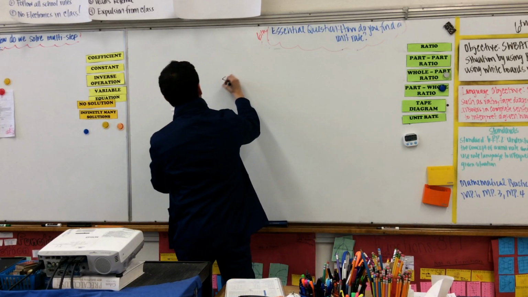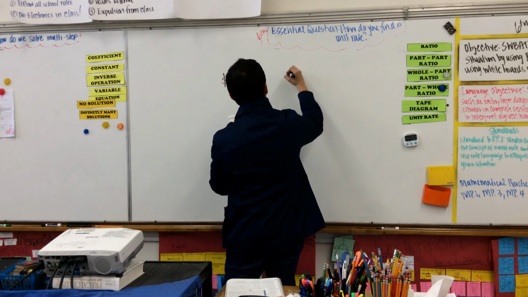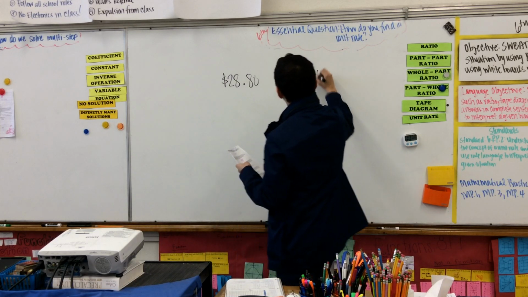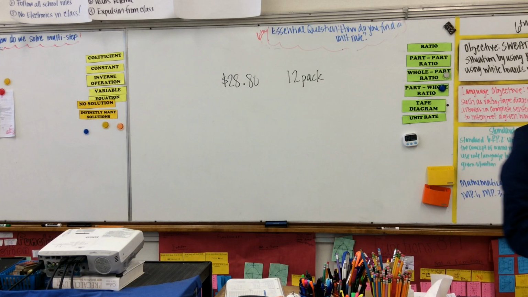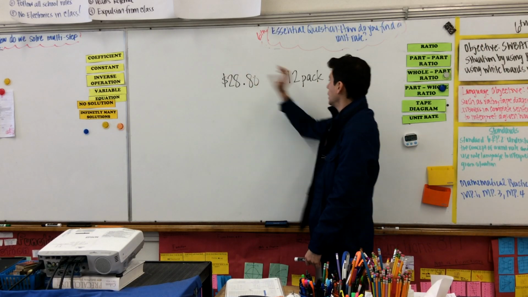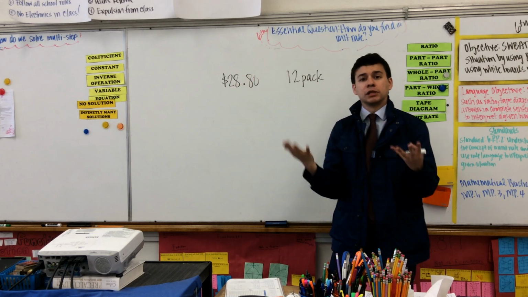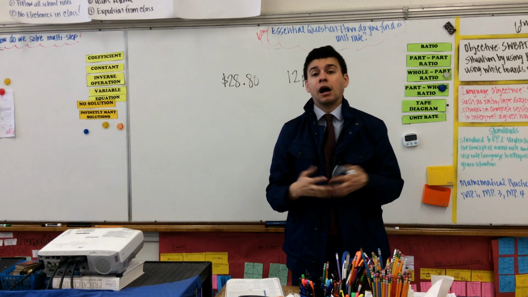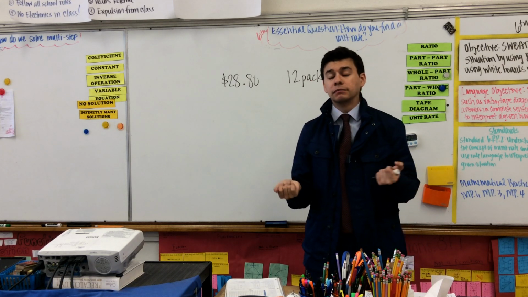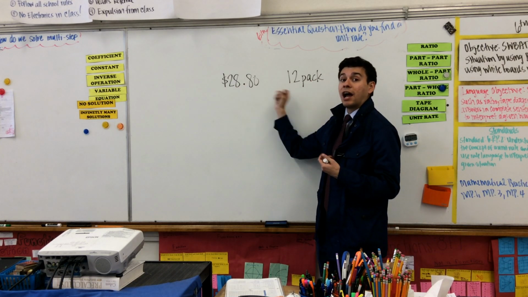$28.80 for a 12-pack. So once again, this is an example of a rate. The reason why it's a rate is because we're dealing with money and packs of markers. Money and packs, they're different units. That's why it's called a rate. A lot of students are like, well, this is a unit rate. It's not a unit rate because none of these quantities are 1.